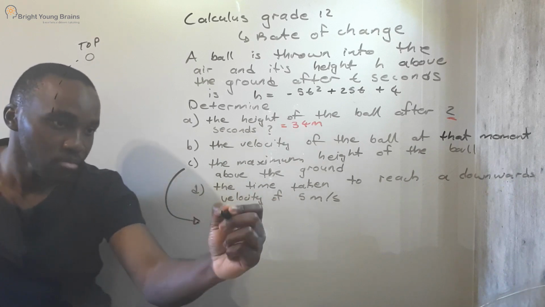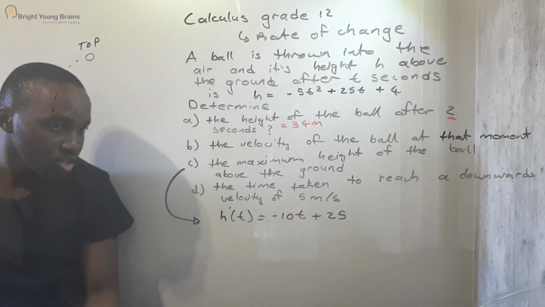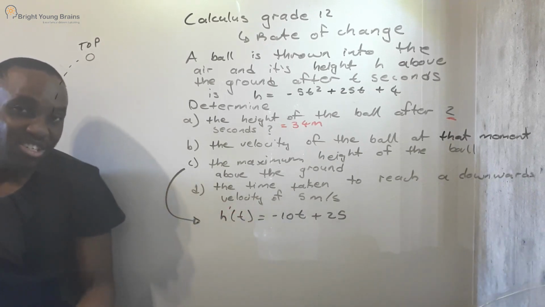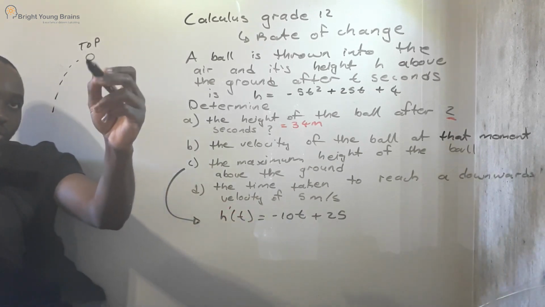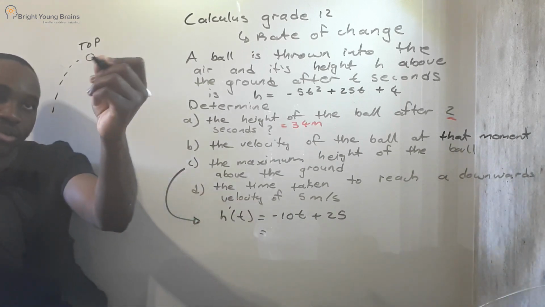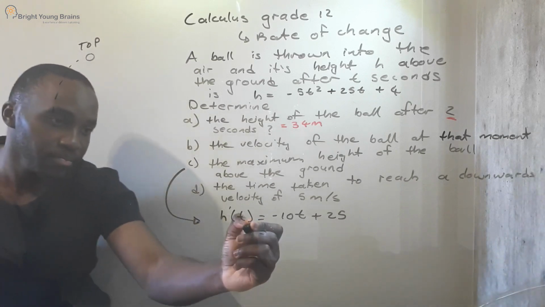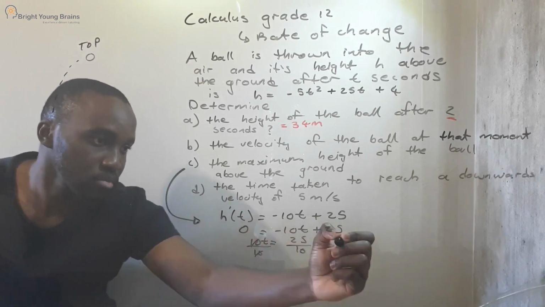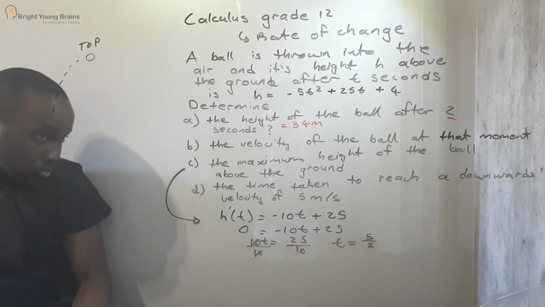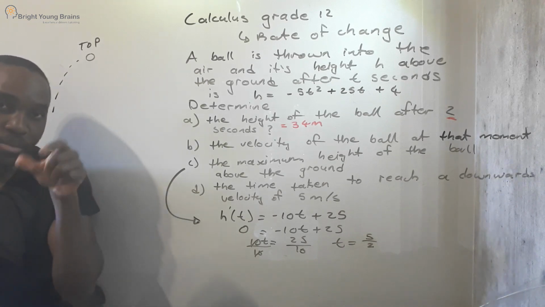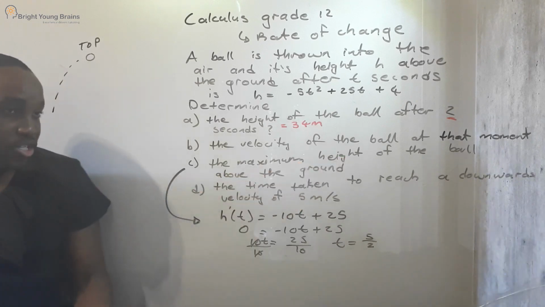So let's do that. This is what our differentiated equation looks like. We said we know that this is a velocity equation, and we know the velocity when the ball is at the top, or rather the velocity when this ball is at its maximum height, is just 0. So getting a value for t here, this is what we have, 5/2. So 5/2, or 2.5 seconds, is the moment in time where the maximum height is occurring.